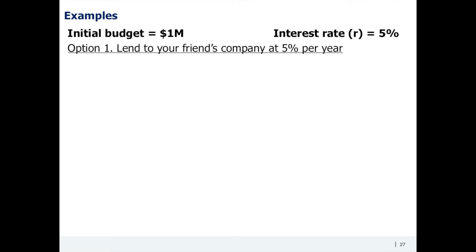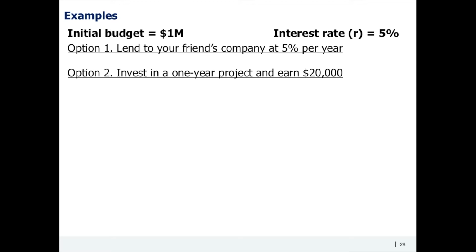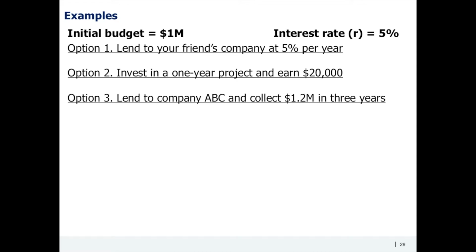Let's imagine you have $1 million. You can lend this money to your friend's company that offers you a 5% interest rate per year. And let's believe that that interest rate is guaranteed. You can also invest it in a 1-year project and earn $20,000. Or you can lend your money to company ABC and collect $1.2 million in 3 years. Or finally, you can purchase some bonds and get coupon income. Which option would you choose?